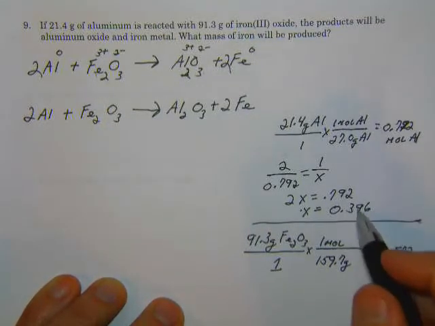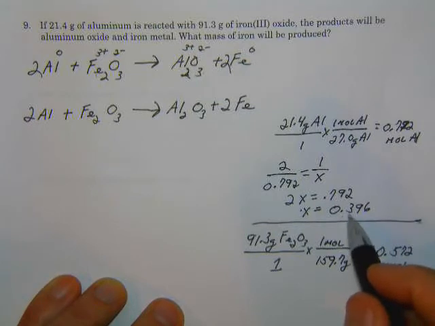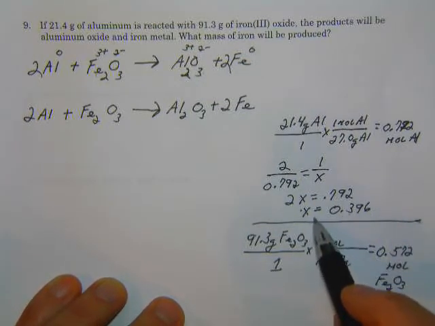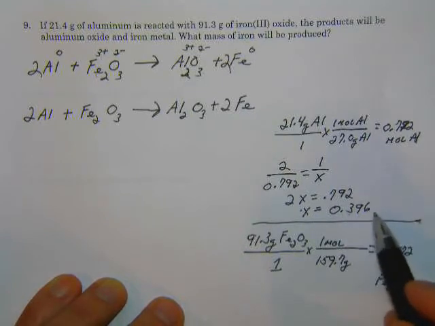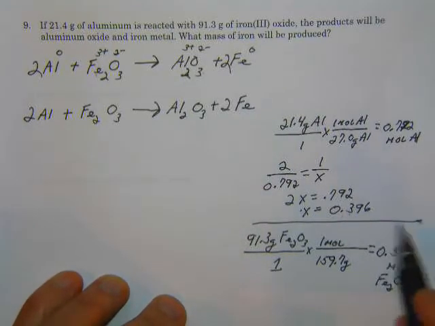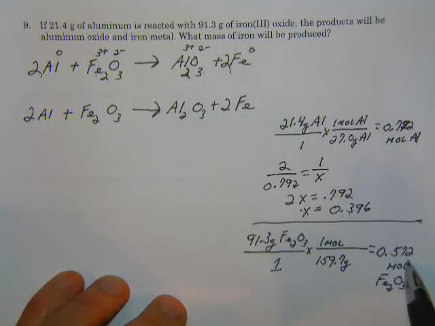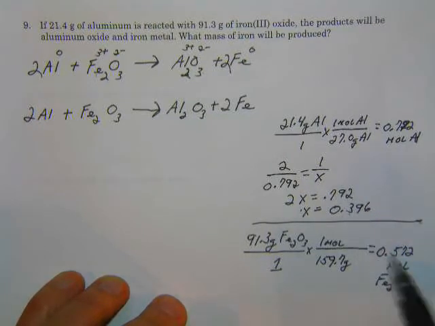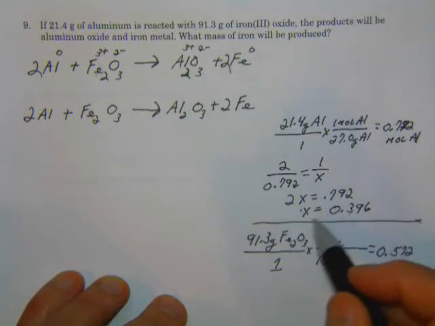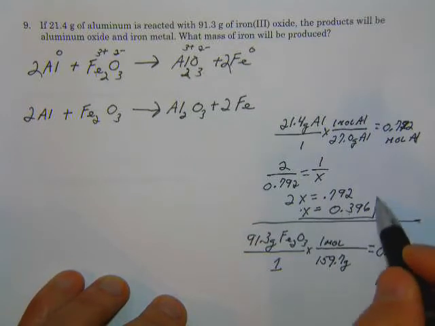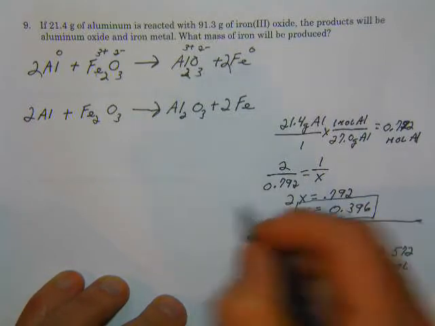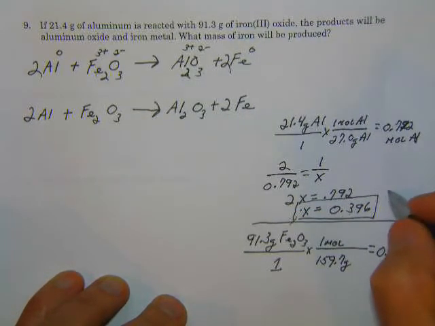So aluminum is 0.3. Sorry, I don't know that one. Alexa just popped in. So aluminum is 0.396, and iron is 0.572. So here's our 1-to-1 comparison. So right away we can see that it looks like this is going to be our limiting reagent. This is our limiting reagent.